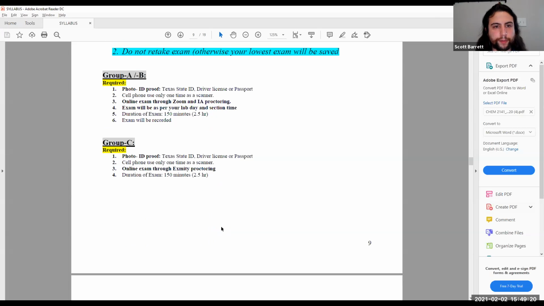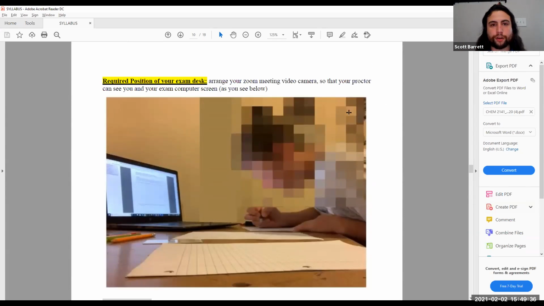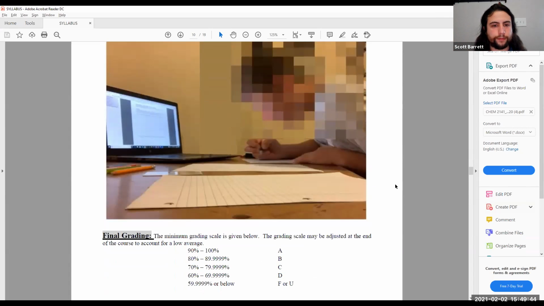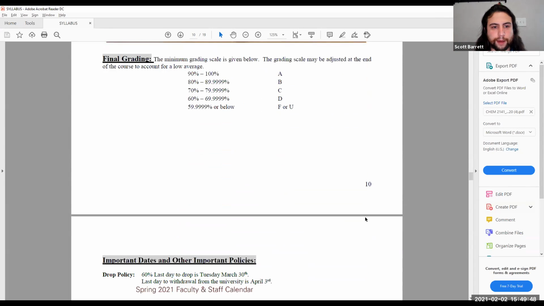So group C, make sure you have your Texas State ID, driver's license, or passport to show your photo ID proof. The cell phone will be used as a scanner to scan the document that you're going to use as your photo ID proof. We're going to use the Examity proctoring, and that's the duration there. So this is how your camera will be set up facing you, so that it's watching you as you're performing the exam. And then this is the grading scale that we'll be using for the lab.